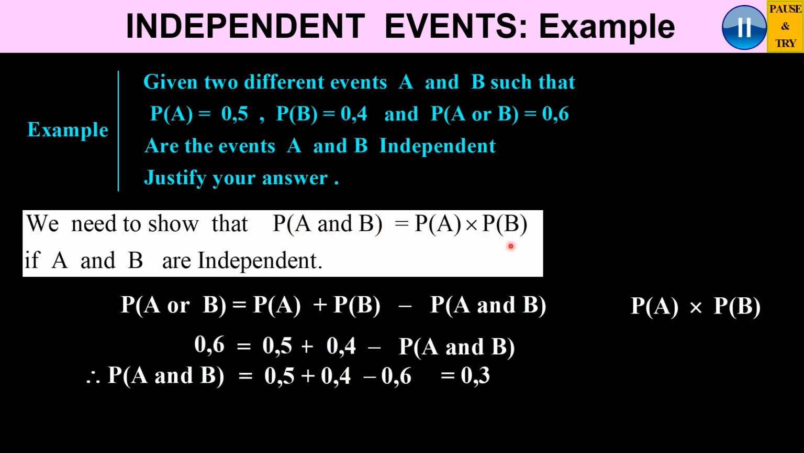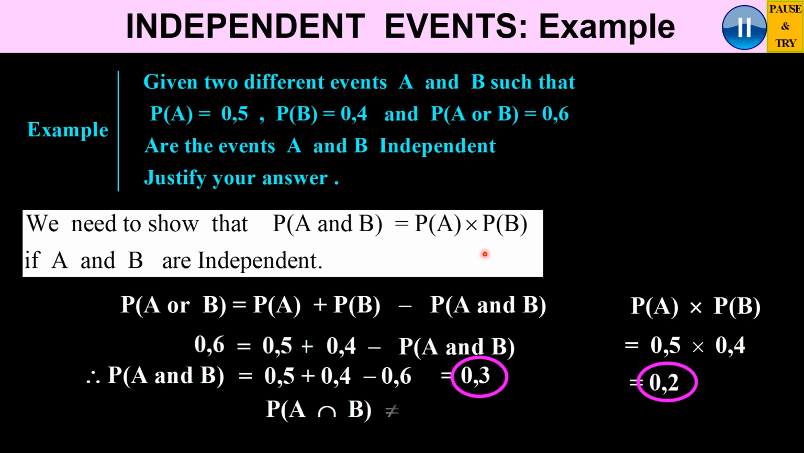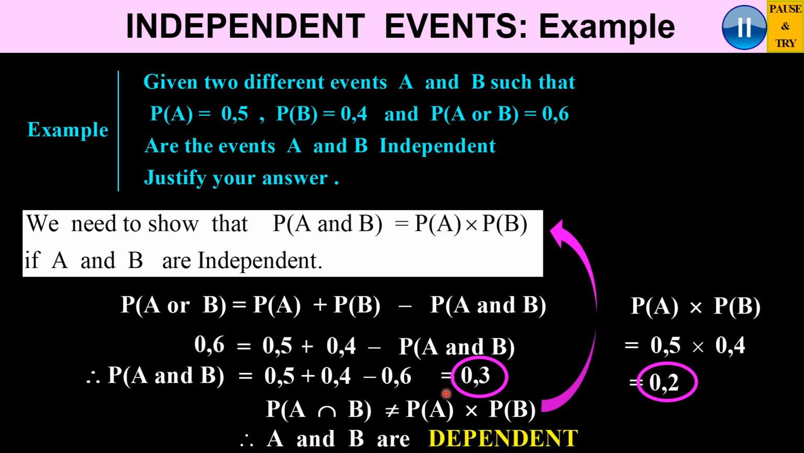Okay. Now we need to calculate the product of their probabilities. Probability of A, that is given as 0,5 times 0,4, and then if I do that product, that gives me 0,2. And we now notice that 0,2 is not the same as 0,3. In other words, we see the probability of the intersection is not equal to the product of their 2 probabilities, right? So in other words, it's not independent. Therefore, we'll say A and B are dependent events.